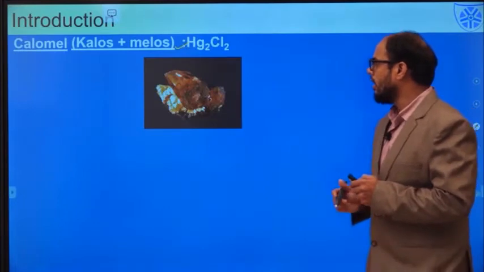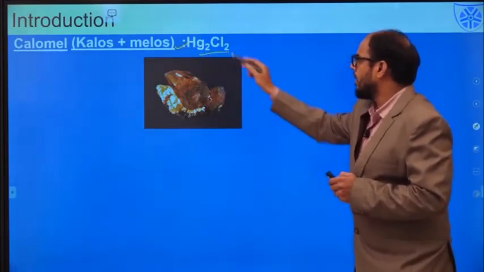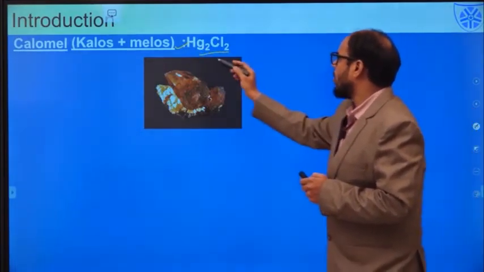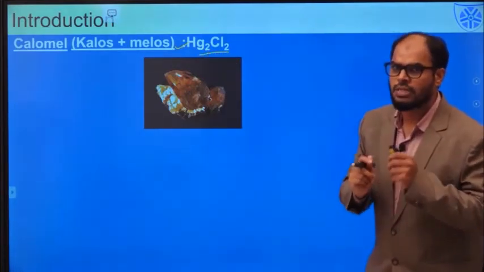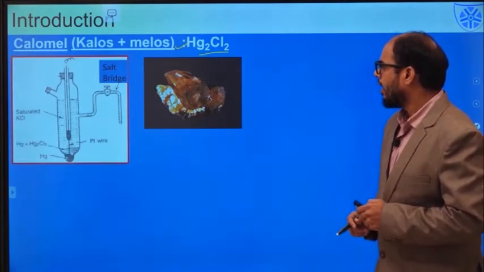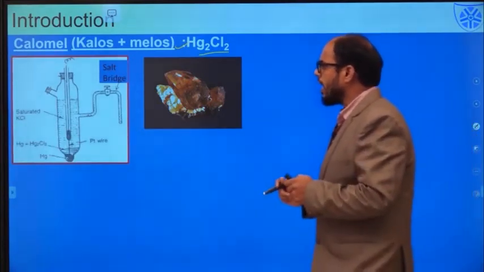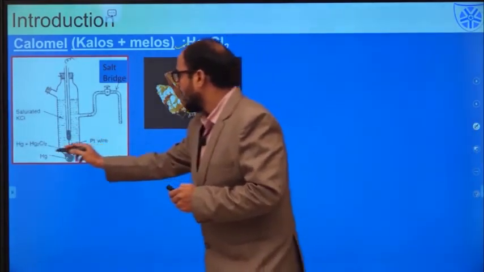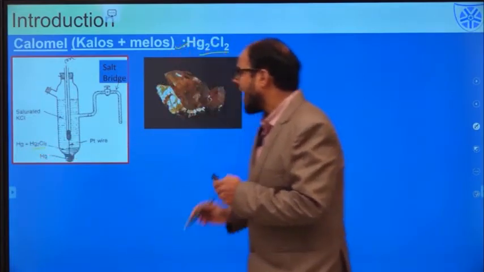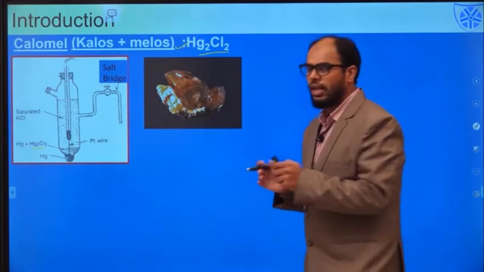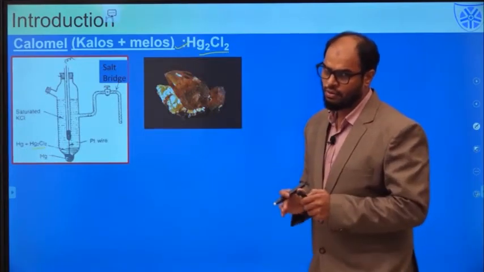So this Calomel is nothing but a solid paste of mercurous chloride, where mercury is in the +1 oxidation state. And we are going to understand how this mercury and mercurous chloride as a combination is going to be an effective secondary reference electrode.